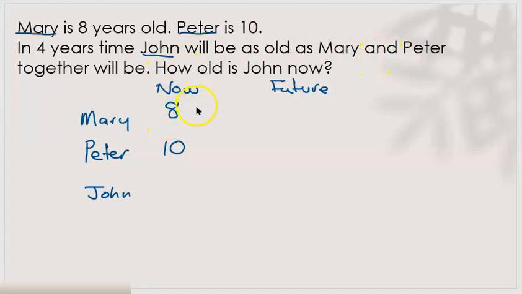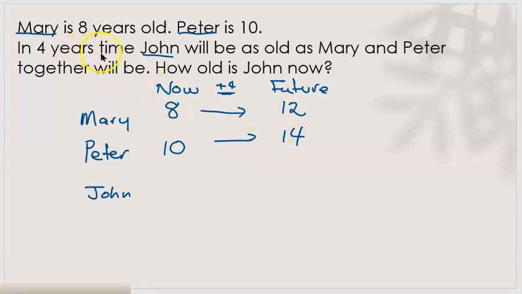So in 4 years' time, you add up their ages, and John is going to be how old they are together in 4 years. So remember, we're adding 4 years. So what will Mary be in 4 years? 8 plus 4, that's going to give us 12. And Peter in 4 years, he's going to be 14.